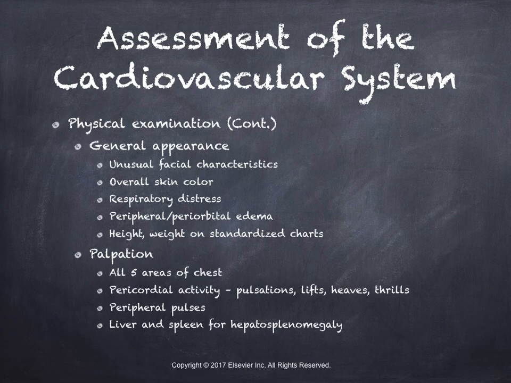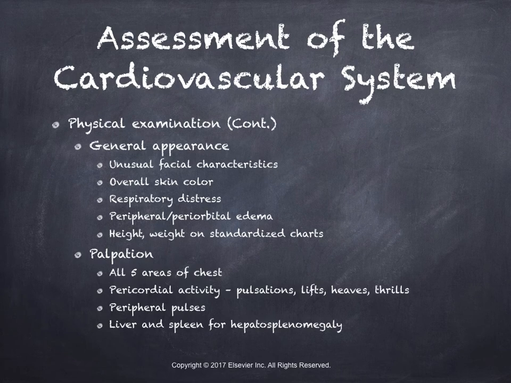Continuing with your physical assessment, you want to look at the general appearance. You want to notice if there's any unusual facies or signs of a congenital anomaly. You want to look at skin color, get a general impression, and see if there are any obvious signs of respiratory distress or any signs of edema. You are going to be looking at the growth charts to make sure a child is thriving, or in some cases not overweight.